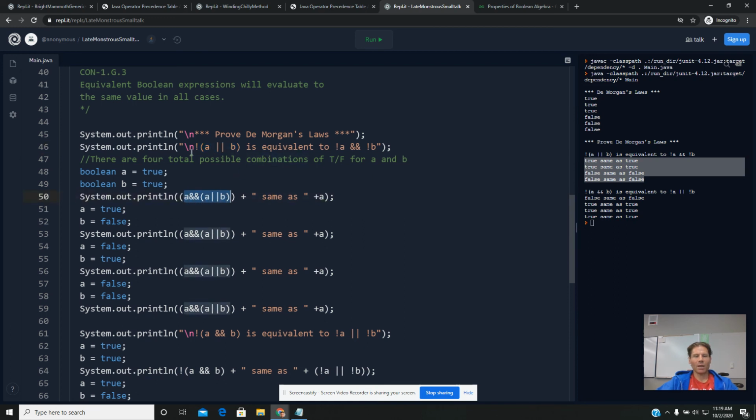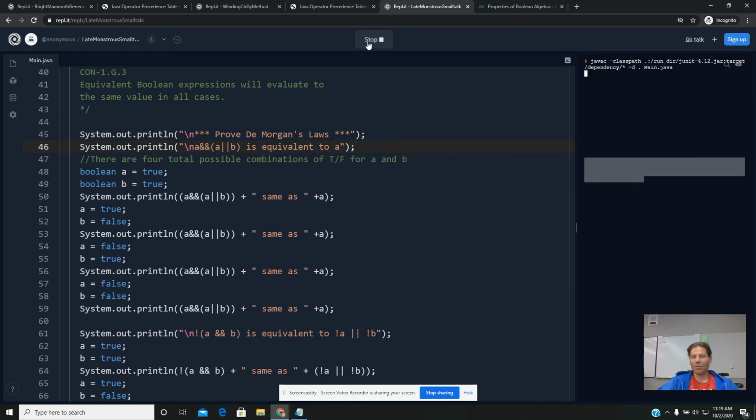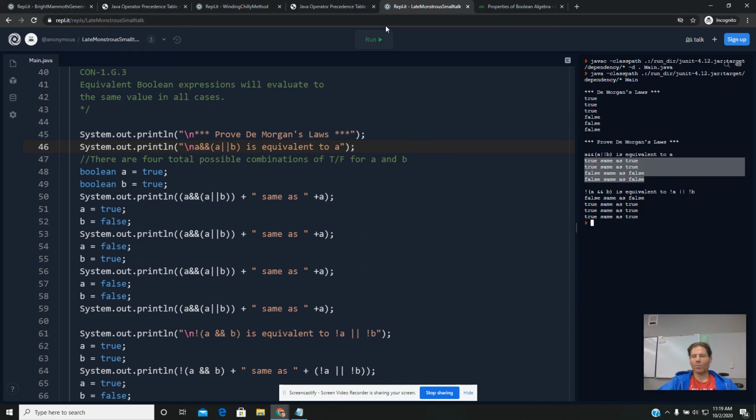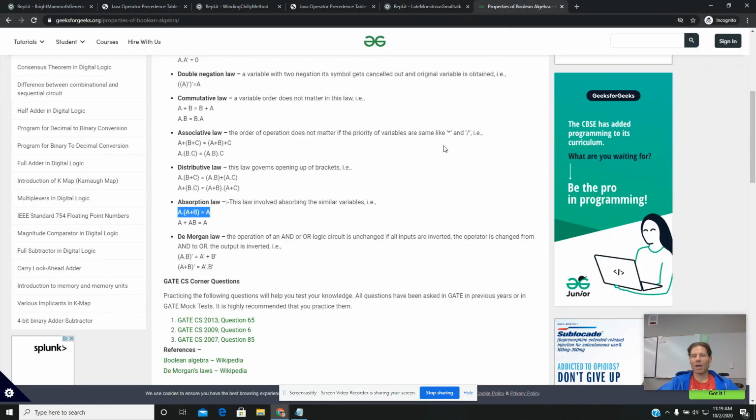But this piece right here is equivalent to simply A. That's kind of weird. That's saying that the value of B doesn't even matter, and it doesn't. And we could play around with this more. We could do some algebra and try to simplify it. The bottom line is these are established identities.